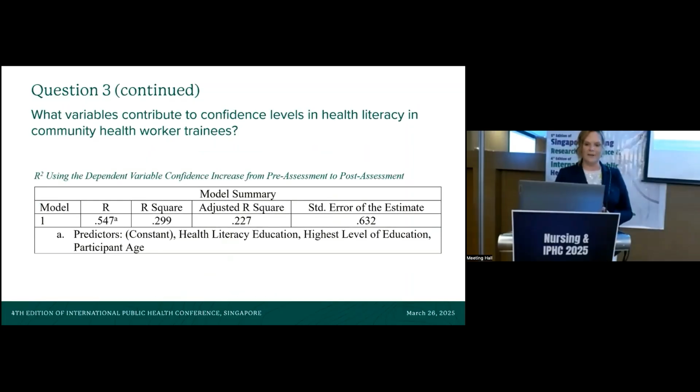And finally, number 3, using an R-squared model summary, R-squared suggests that 29.9% of the change in confidence levels in health literacy reported between pre and post assessment are explained by the predictors of age, highest level of education, and prior health literacy education.